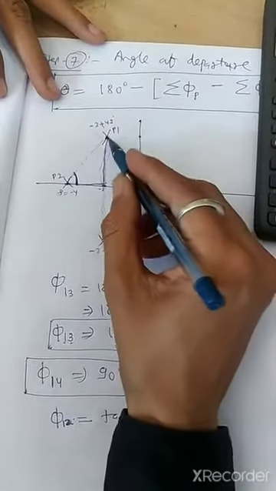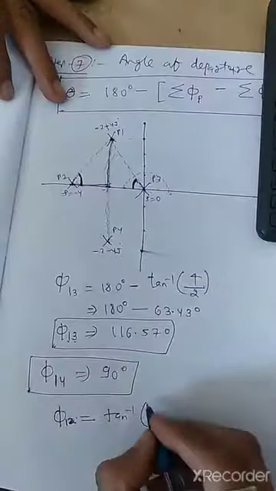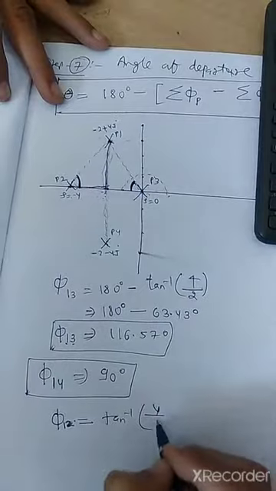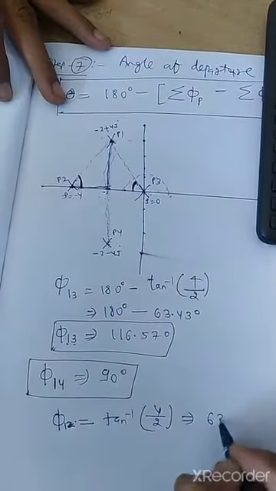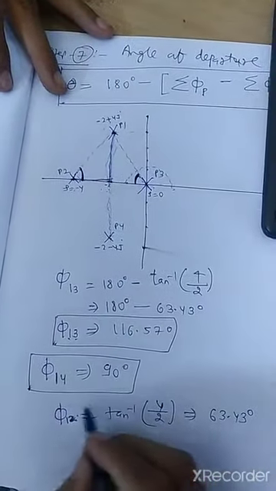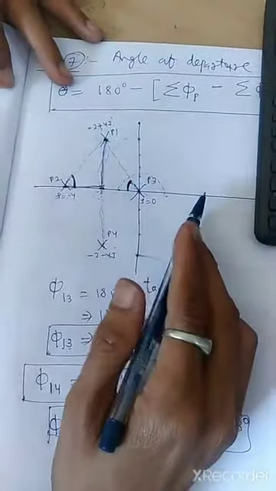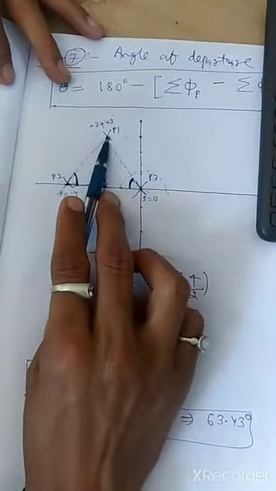So what is this height? This height is 4 and this height is 2, minus 2 and minus 4. So what is the distance? 2. So 4 divided by 2, so this will be equal to 63.43 degree. There is no zero in this question, so there is no need to find the angle on this complex pole.